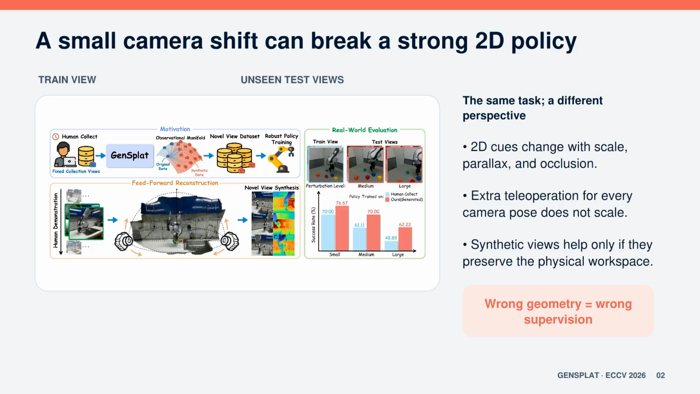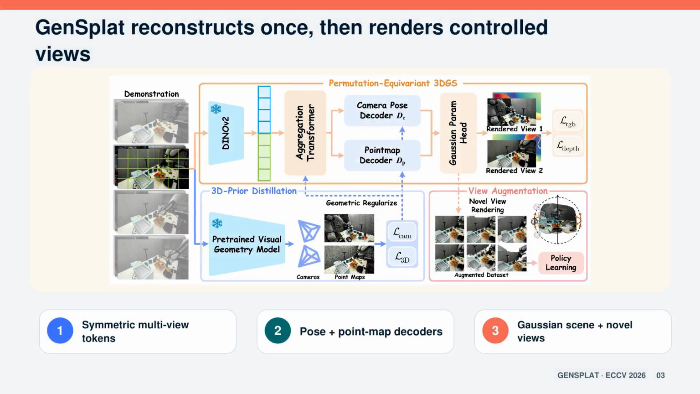Novel view synthesis is an attractive alternative, but the generated image must preserve the underlying metric workspace. If it bends a faucet, changes an occlusion order, or creates floating geometry, the synthetic observation becomes incorrect supervision for a precise physical action. GenSplat begins with several sparse robot observations whose camera poses may be unknown.